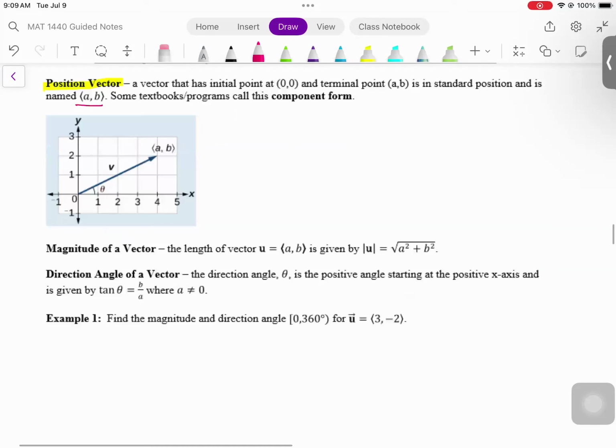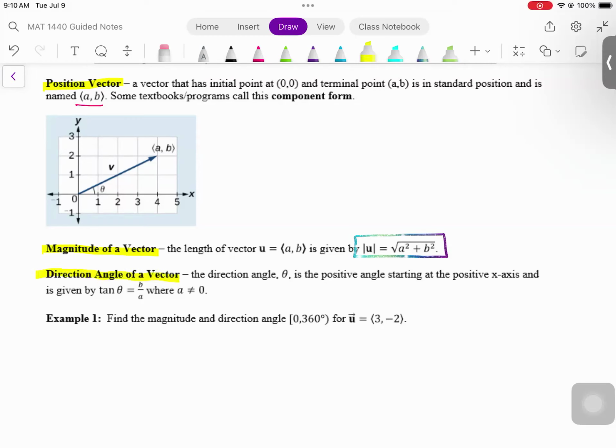The magnitude of the vector, which we did see in our previous video, is the length of the vector. And we can find the magnitude of the vector by manipulating the Pythagorean theorem. So the magnitude of the vector is equal to the square root of a squared plus b squared. We're also introducing new notation here for magnitude, where we've got absolute value bars around the name of that vector.